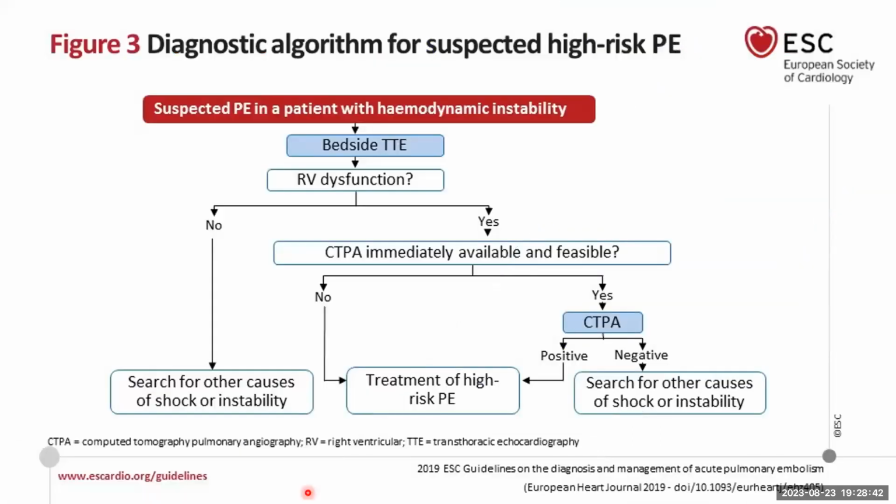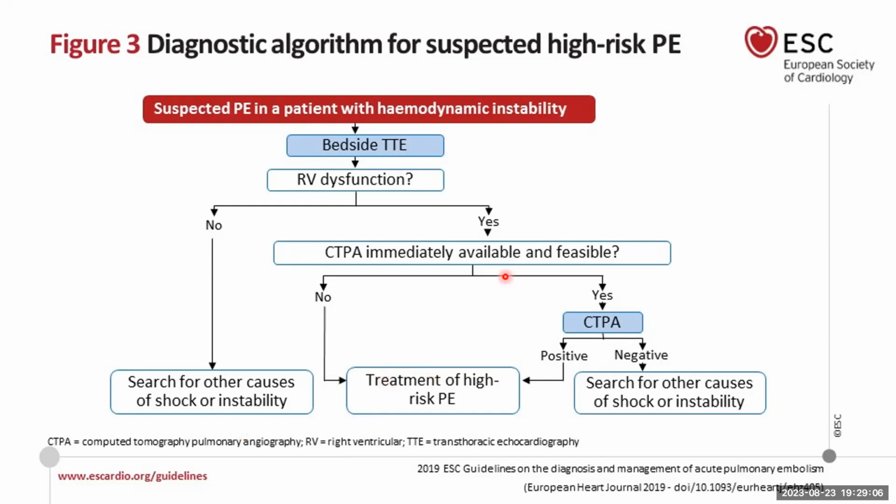So what is the diagnostic algorithm for suspected PE? You do a bedside echo, and if there is RV dysfunction, well and good. If there is no RV dysfunction, you rule out. So if there is hemodynamic instability, you cannot have a normal echo. A normal echo in a patient with hemodynamic instability rules out PE.